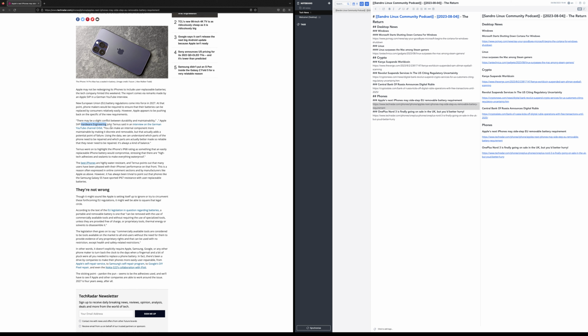Using the data, we can understand which parts of the phone need to be repaired and which parts are actually better made, so reliable that they don't need to be repaired. It's all a kind of balance. It's always a kind of balance.